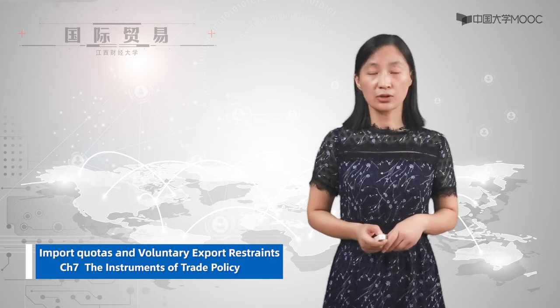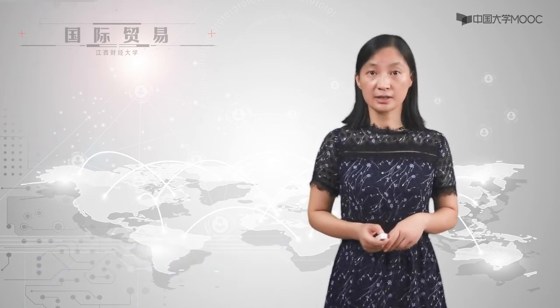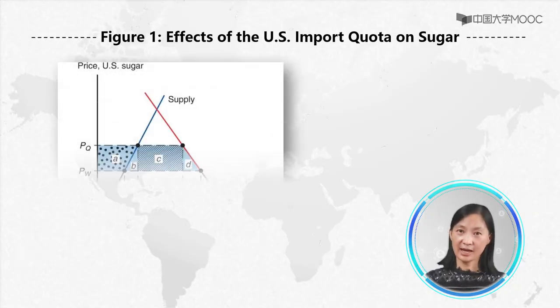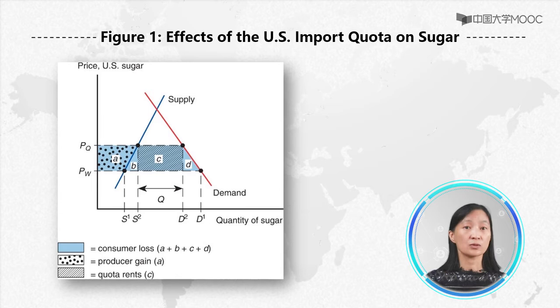Let's take the import quota of U.S. sugar as an example. Suppose the United States is a small nation in terms of the world sugar market. That is, imposing a quota would not have a significant effect on the world sugar price. Look at Figure 1. Assume the world price is PW, so under free trade, the U.S. will import D1 minus S1 tons of sugar from the world. Now the U.S. imposes a quota of Q on the imported sugar.